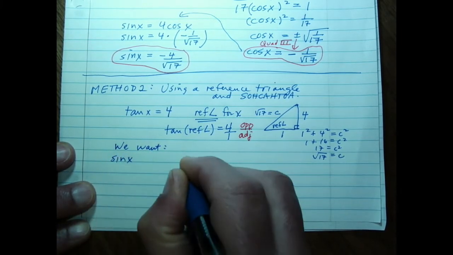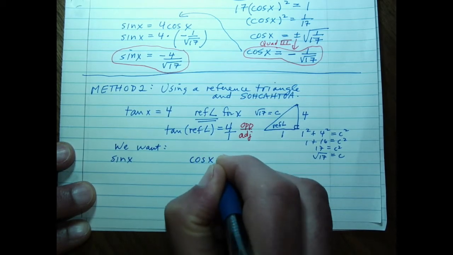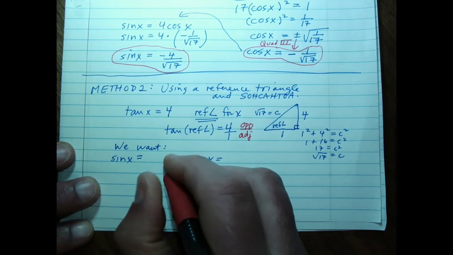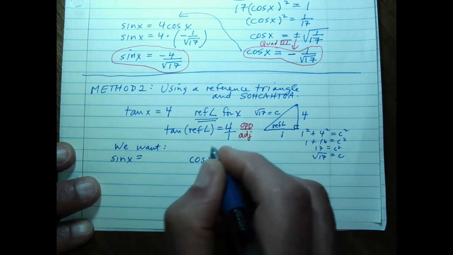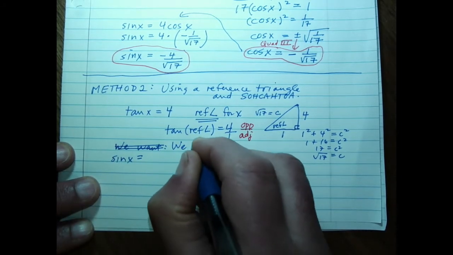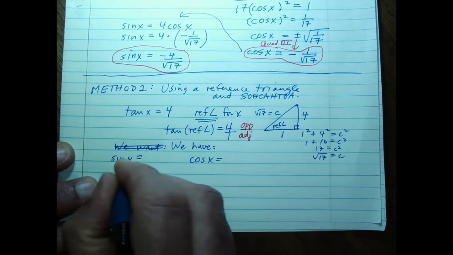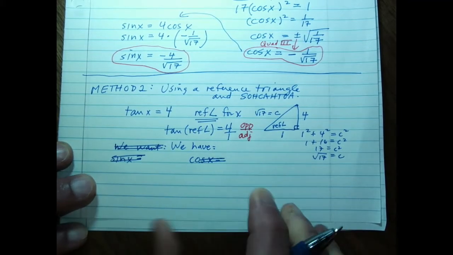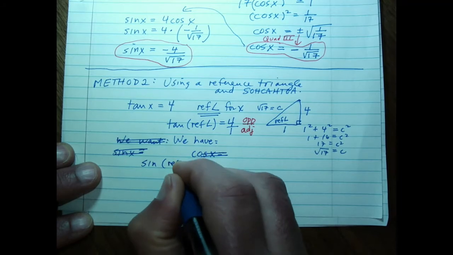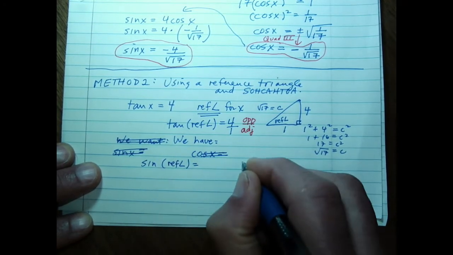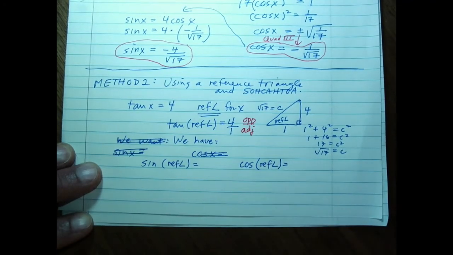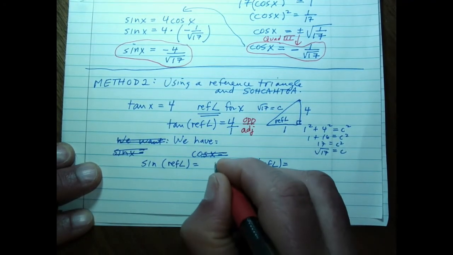So now we want sine x and we want cosine x. And we're going to get sine x and cosine x using SOHCAHTOA. I'm sorry, we want sine x and cosine x, but maybe I should say we have... I don't like the way I wrote that. We don't have sine x and cosine x yet. We have sine of the reference angle and cosine of the reference angle. And that's where we can use SOHCAHTOA.